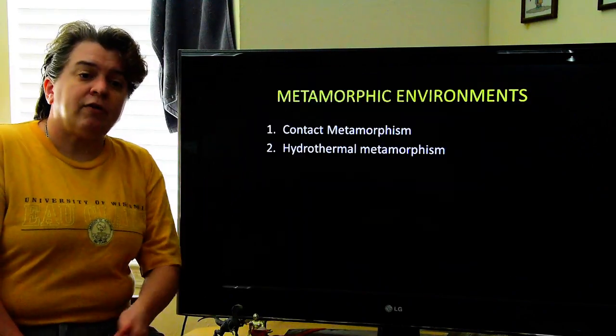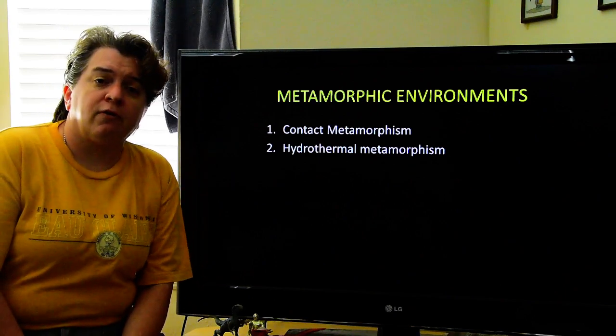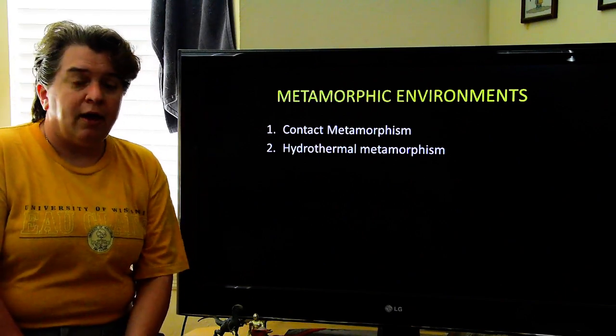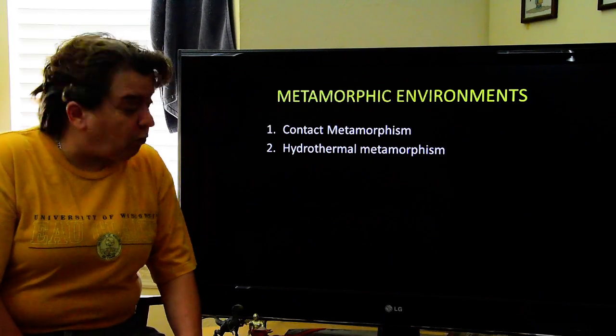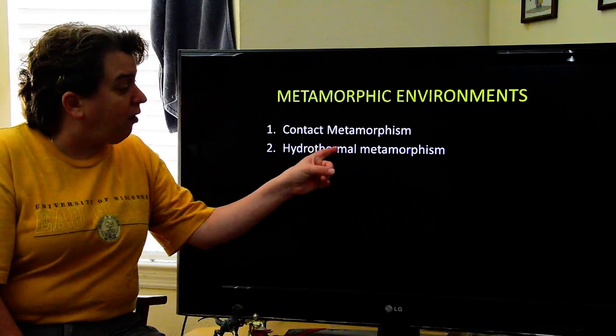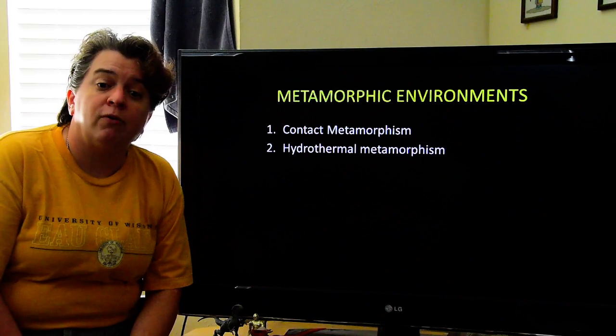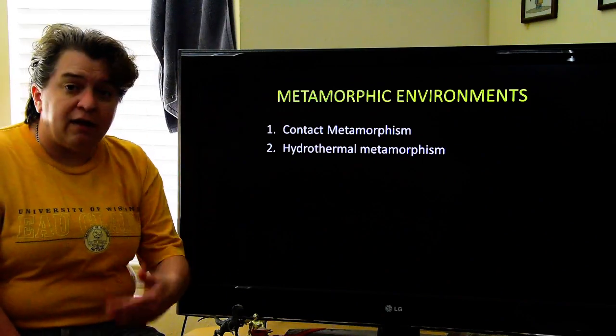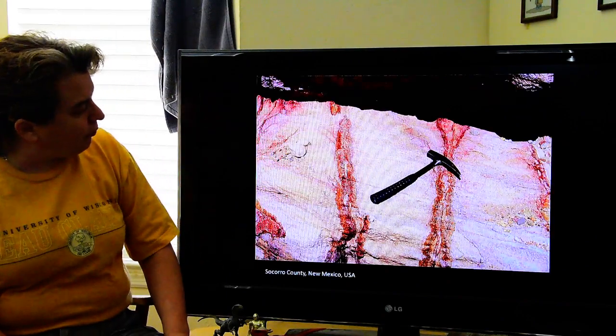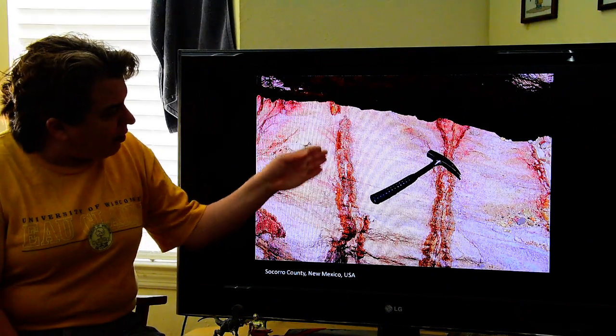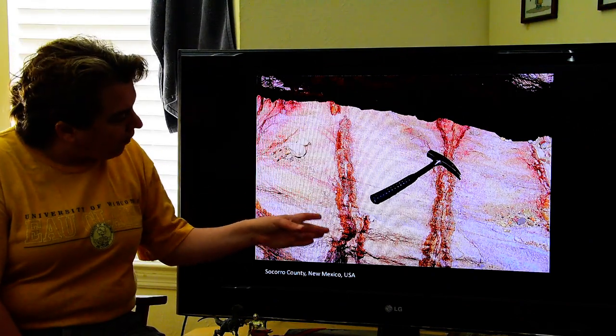Now we can also have a type of metamorphism called hydrothermal metamorphism. And well, this is caused by hot water, right? Hydro refers to water, thermal refers to heat. And so in this case, we have hot water flowing through rocks. You can see some of the changes that can happen right here.